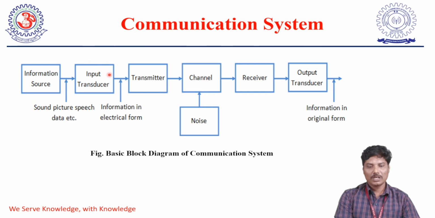Therefore we have to convert that physical quantity into an electrical quantity. In order to do that, we use the transducer. What is a transducer? A transducer is an electronic device that converts a physical quantity into an electrical quantity. Generally in broadcasting, we convert a sound signal into an electrical signal. In order to make our electronic devices work with the sound signal generated from the information source, we are going to use what?